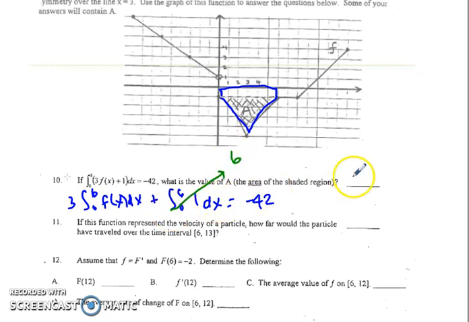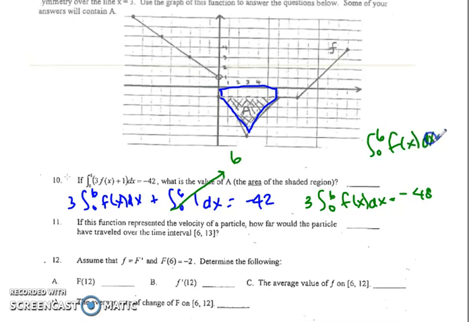So that's 6. So I end up with my equation of 3 times the integral from 0 to 6 of f of x dx equals negative 48. Divide by 3, and I have the integral from 0 to 6 of f of x dx equals negative 16.